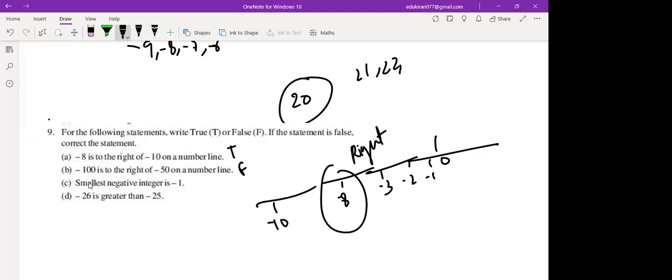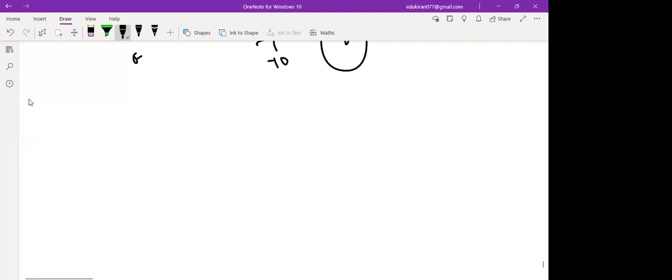So you will write: greatest negative integer is minus 1. Yes. And then over here, this is also false. Ma'am, here minus 25 is greater than minus 26. False. Minus 26 is greater? Correct. Very good. Now let's just come to the next question. Okay. Yes, ma'am. Here you go.